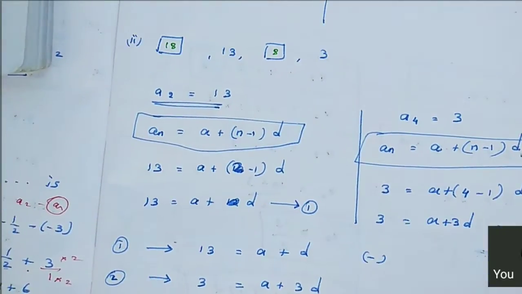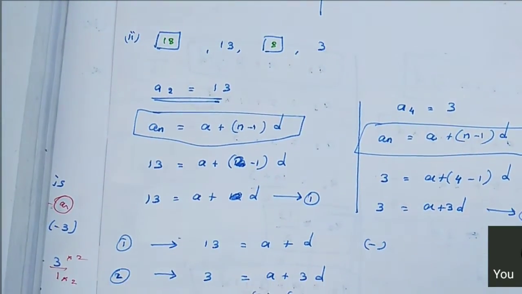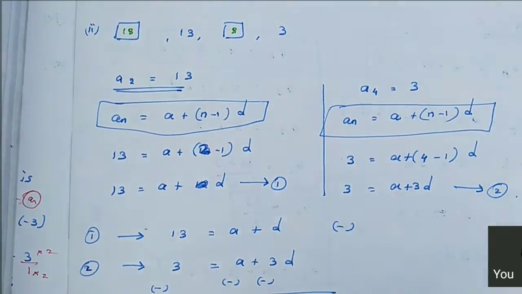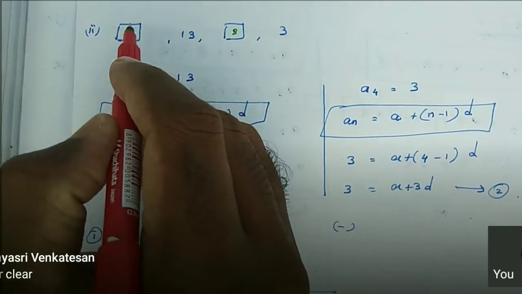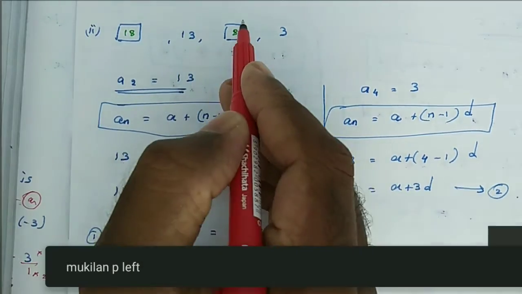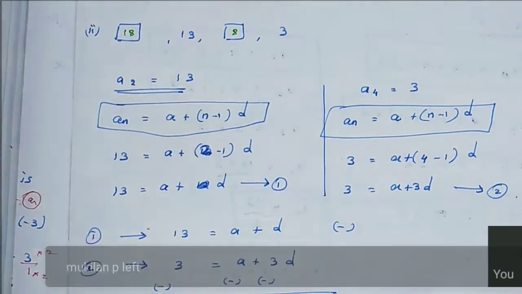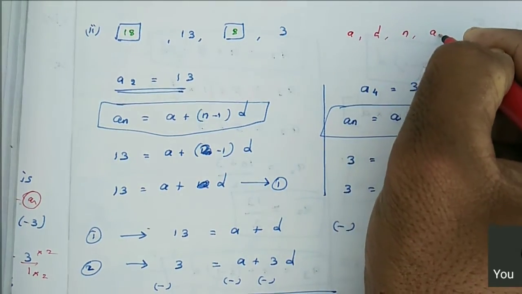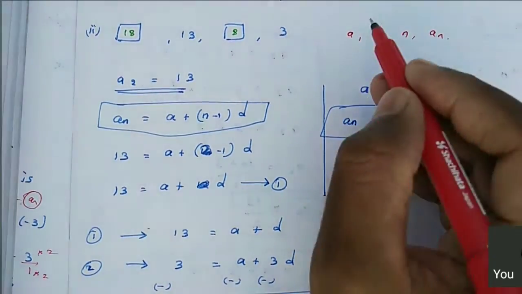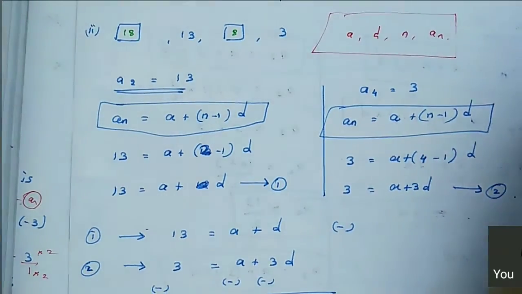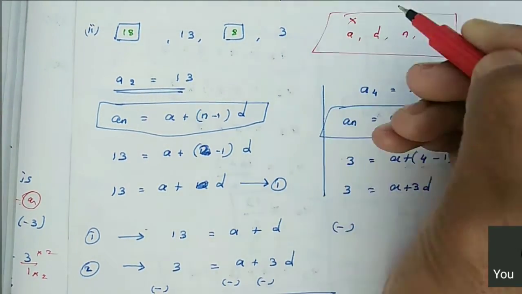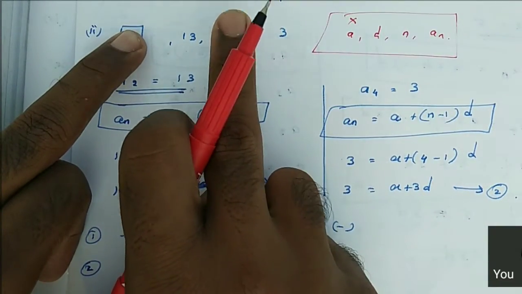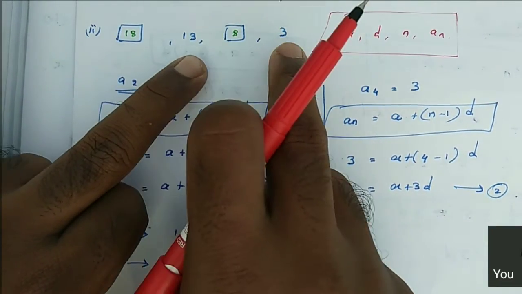Second box, subdivision number 2. Listen, this subdivision number 2 is the easiest one. See here: box value, comma, 13, comma, box value, comma, 3. So here we can check A, D, N, An. What are the terms they have given here? Is A here or not? A is not here, it is the box values. So the first term is missing and the third term is missing. Only the second term and the fourth term are given.